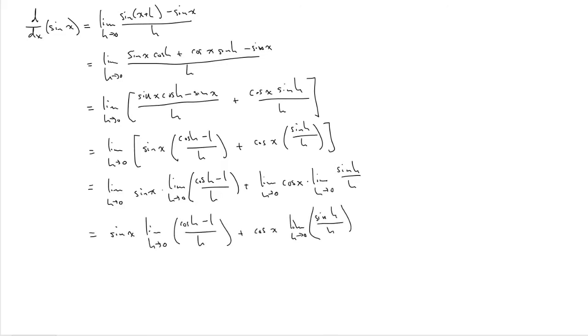Which leaves us with this expression here: the sine of x times the limit as h approaches 0 of the cosine of h minus 1 all over h, plus the cosine of x times the limit as h approaches 0 of the sine of h over h. And all that's left is to compute these two limits, and then we will have the derivative of the sine.